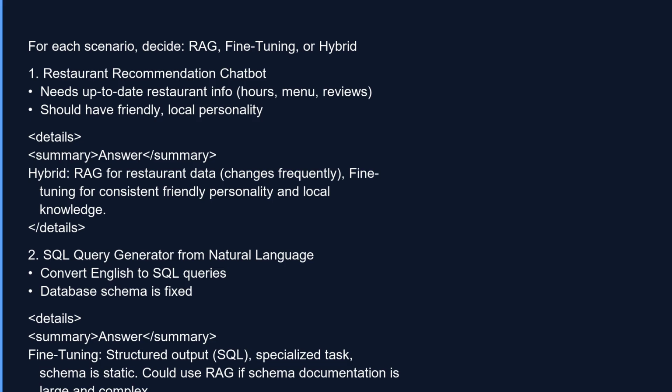For each scenario, decide: retrieval augmented generation, fine-tuning, or hybrid. 1. Restaurant recommendation chatbot. Needs up-to-date restaurant info, hours, menu, reviews. Should have friendly, local personality answer. Hybrid: retrieval augmented generation for restaurant data, which changes frequently, fine-tuning for consistent friendly personality and local knowledge.